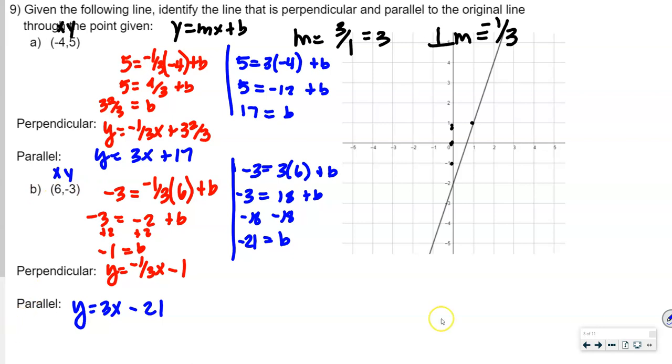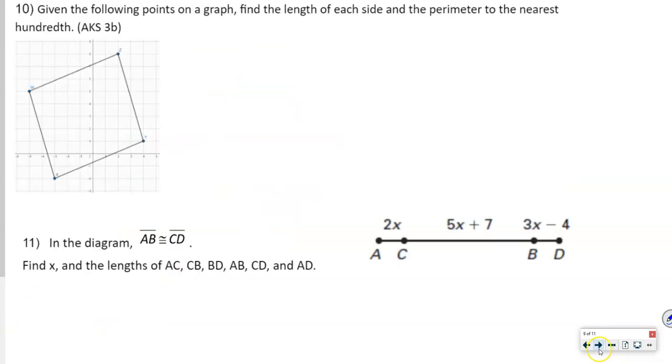Okay? All right, so our next one is, given the following points on a graph, find the length of each side and the perimeter to the nearest hundredth. So I'm going to start with this WX right here. Okay, so we're going to go 1, 2, 3, 4, 5, 6, 7 down and 2 over.